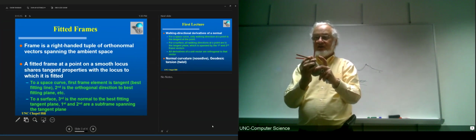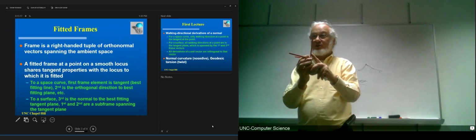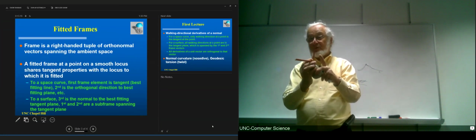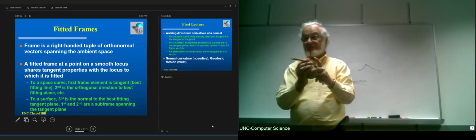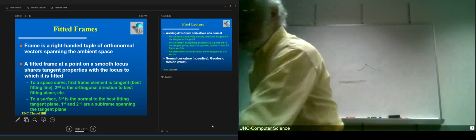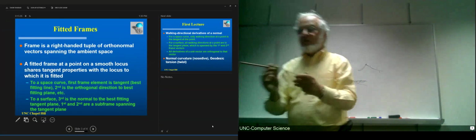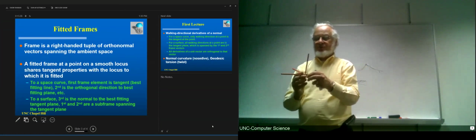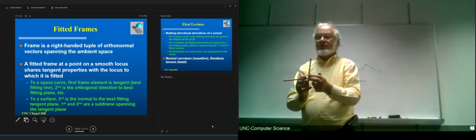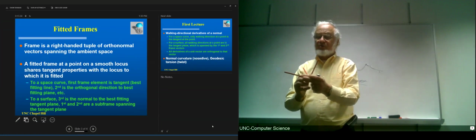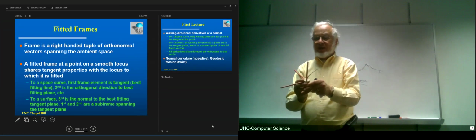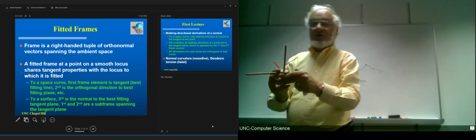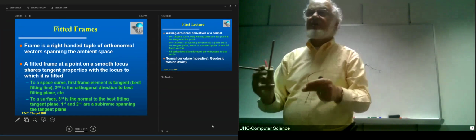That is to say, at any given point, we specify not only the normal direction, but which are the two special directions in the tangent plane. The same thing is going to happen for a space curve, where we have a fitted frame. One of the directions is the best fitting line. One is the one which, together with the first, spans the best fitting plane, and the third one is the cross product of the other two. Okay, so now we have an idea of what a fitted frame is.